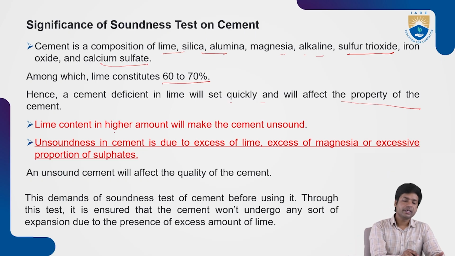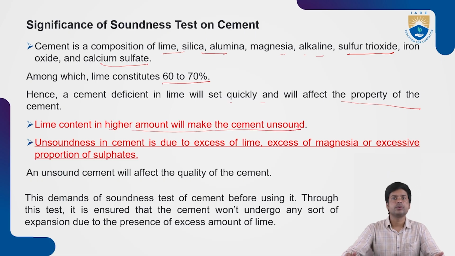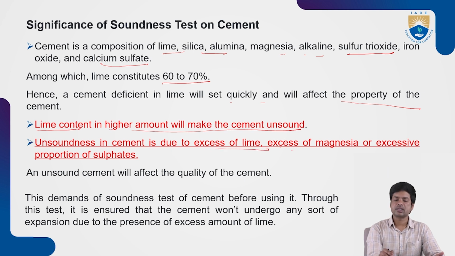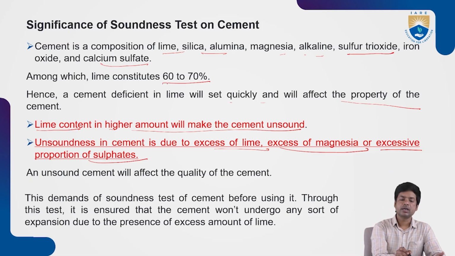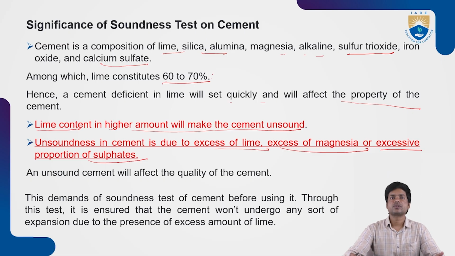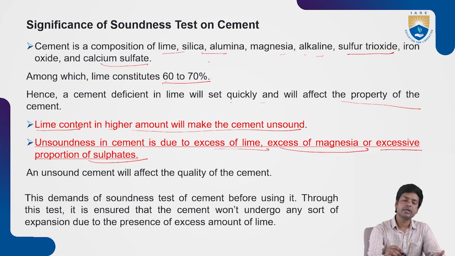Lime content in a higher amount will make the cement unsound. This unsoundness of the cement is obtained due to excess lime content. Unsoundness in the cement is due to excess of lime, excess of magnesia, or excessive proportions of sulfates. Normally the lime content should be around 60 to 70%. If the lime content is more than 70%, then that will cause the unsoundness of cement.